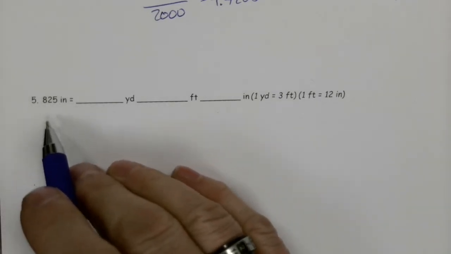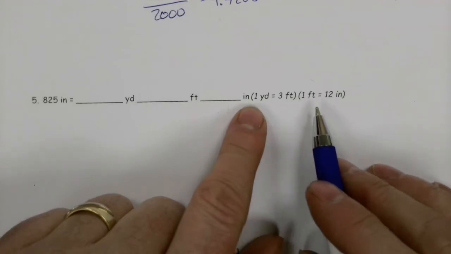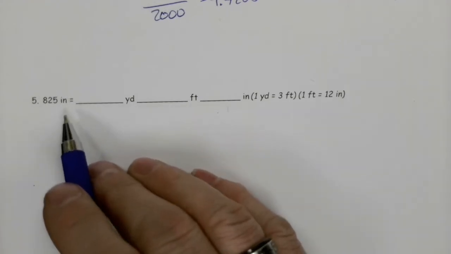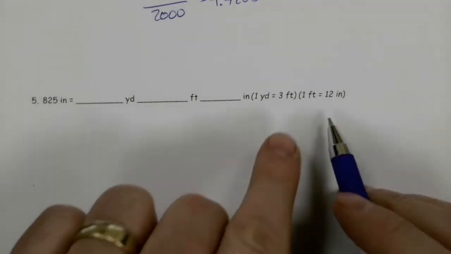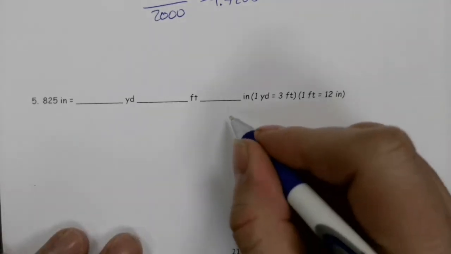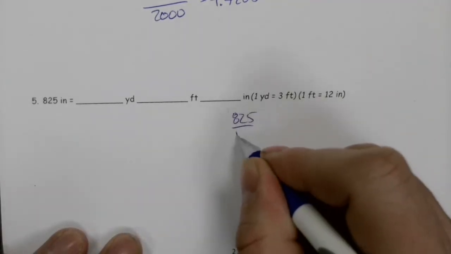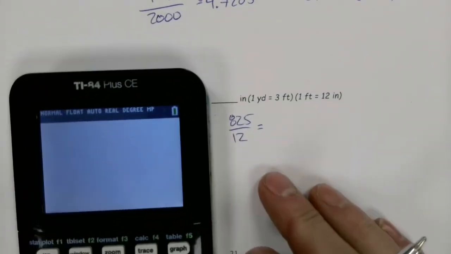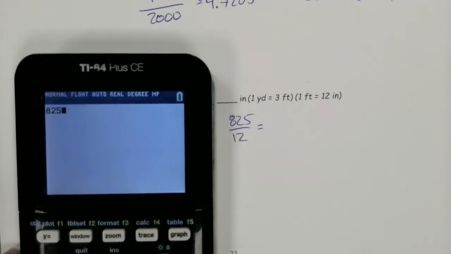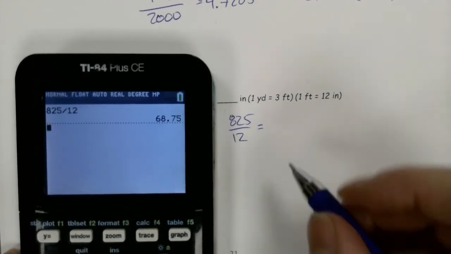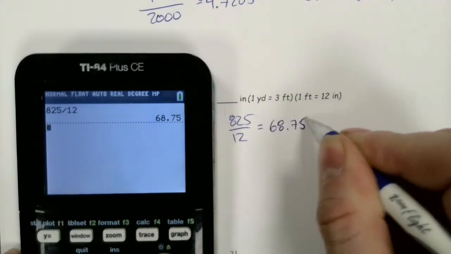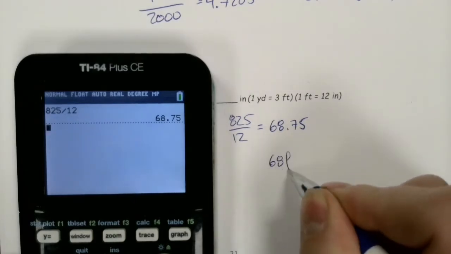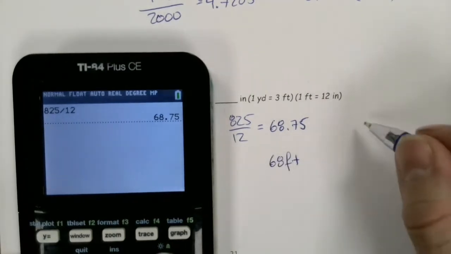So the first thing that we're going to do here is notice that I got a conversion here, yards to feet and feet to inches. But my first unit, the actual value that I'm working with here is 825 inches. So I'm going to work with this little bit here first. So we're going to work with 825. We're going to divide that by 12. So on my calculator, I've got my, here we go, 825, and I'm going to divide that by 12. And I get 68.75.